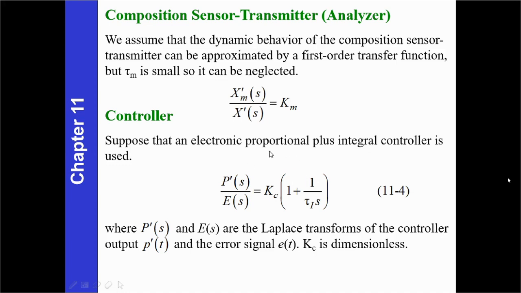So we have learned about PID, proportional, integral, and derivative. In this case, if the PI, proportional plus integral controller is used, then we have P dash s over E s equal to Kc times 1 plus 1 over tau I s, where P dash s and E s are the Laplace transforms of the controller output, small p dash t, and the error signal e t, and Kc is dimensionless. The transfer function gain is dimensionless.